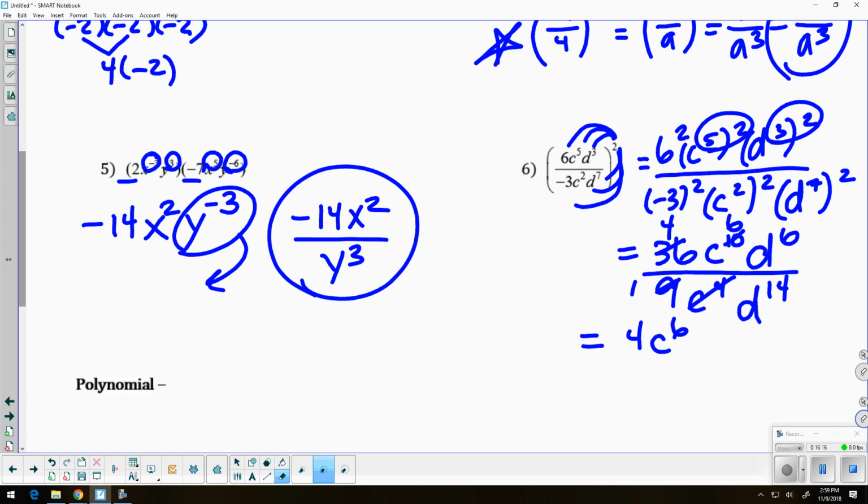And now for the d's, well, you got more d's on bottom. You got 14 on bottom, but only 6 on top. So d is going to be on the bottom. The 6 would cancel, and if I do 14 minus 6, well, that just gives me 8. So over d to the 8th power.